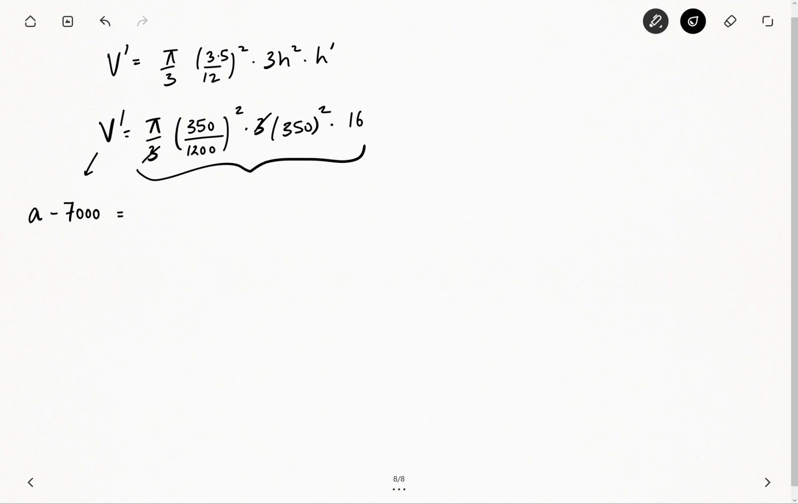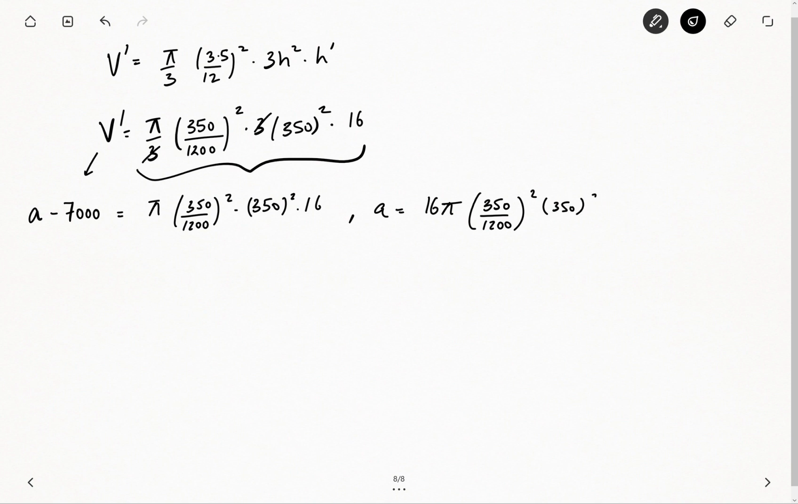We can try to analyze it. We get pi times (350 over 1200) squared times 350 squared times 16. I'm not going to evaluate it; you can solve it yourself. And from there, you can just solve for A. That's what we're looking for exactly. A is just all of that plus 7,000. So we have 16 pi times (350 over 1200) squared times 350 squared plus 7,000. Okay, and that's the answer to this one.